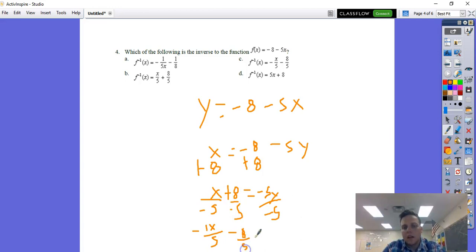And that all equals y, which, since this was an inverse, instead of saying y, I write f raised to the negative 1 of x. f raised to the negative 1 just means inverse. It just means inverse function. So which one of these says that? C is the only one that says that correctly, so that's our answer.